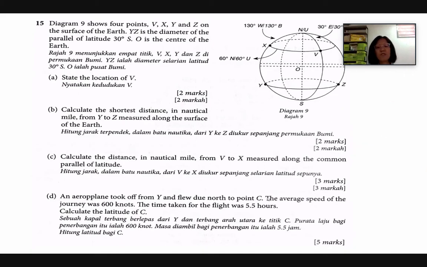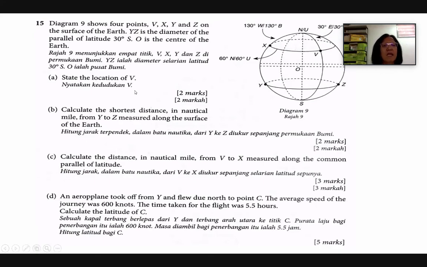There's always a reference line on the surface of the Earth. The horizontal line is called the equator. Above the equator is the north, below the equator will be the south. For the vertical line, the Greenwich meridian, on this side it is west, on this side it will be east.